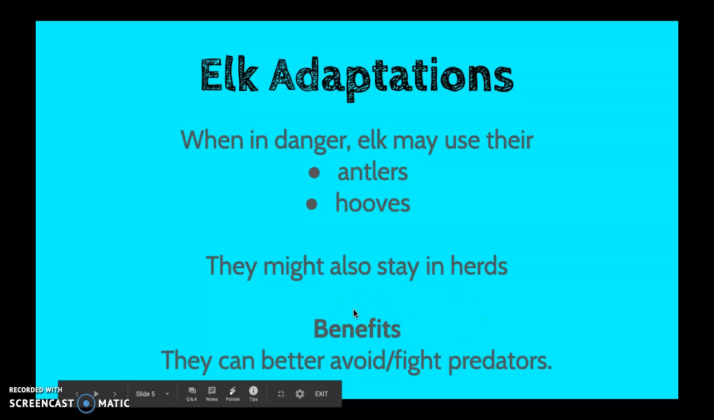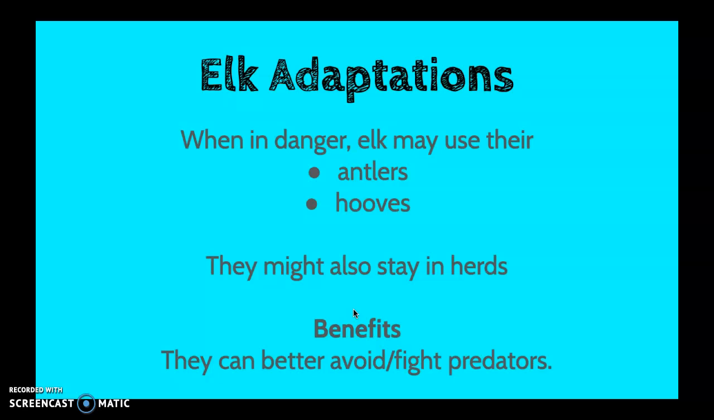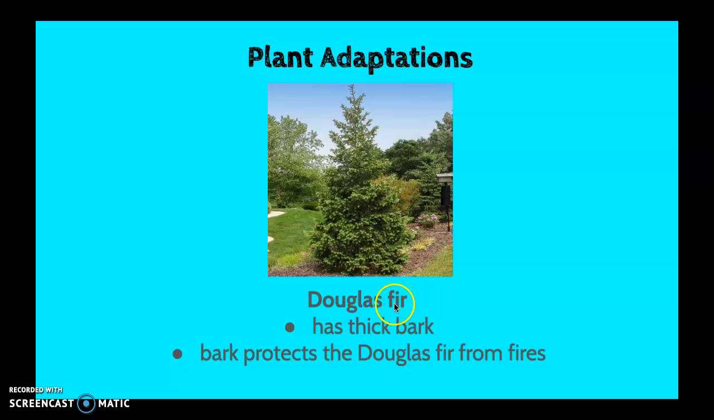Elk adaptations. When in danger, elk may use their antlers or their hooves to defend themselves. They may also stay in herds. The benefits include that they can better avoid or fight predators. Plant adaptations. Douglas fir has thick bark, and that bark can protect the Douglas fir from fires.